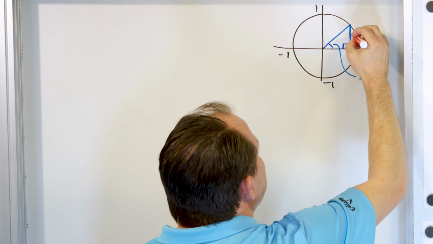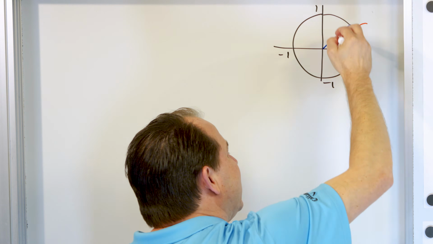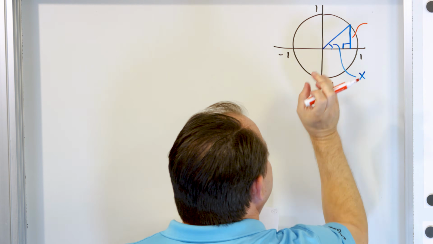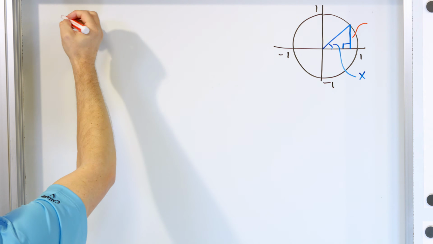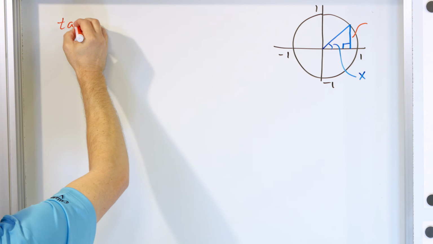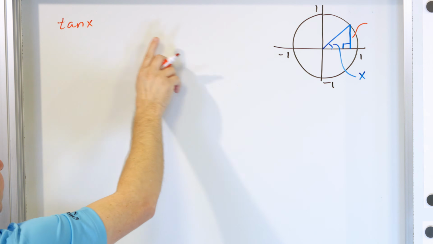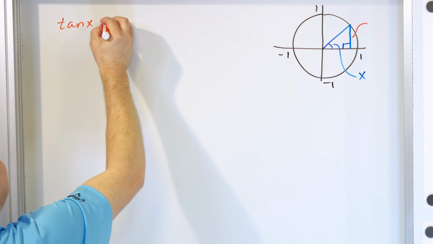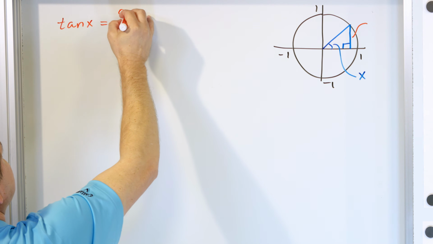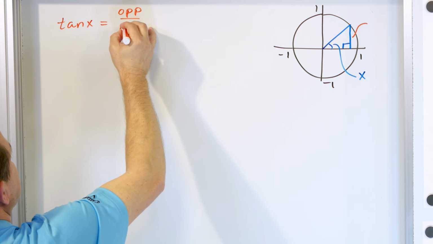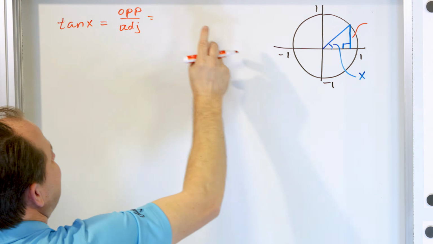Well, this side of the triangle, it's the vertical side. We call it the opposite side because, back in geometry or trigonometry, you learned that the tangent of some angle, you can put x or theta, whatever you want to label it, is equal to the opposite over the adjacent. But what is the opposite side here?